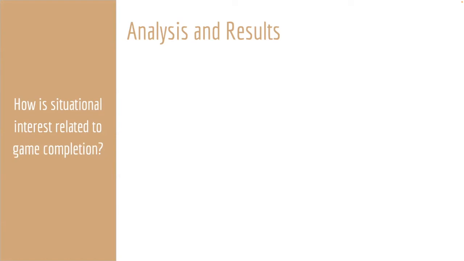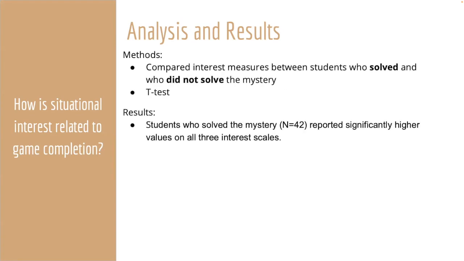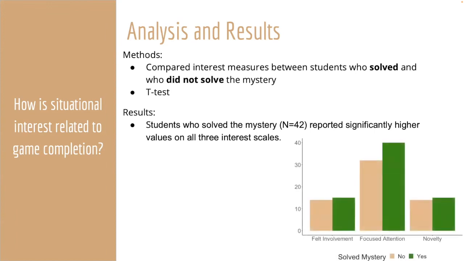We then moved on to examine the second question of how situational interest is related to game completion. We calculated the average score on the three interest measures between students who solved the mystery and who did not solve the mystery. We then ran a t-test to check if the differences are significant. As shown in the bar graph at the bottom right, we find that students who solved the mystery reported higher interest on all three measures. In other words, students with high interest were more likely to solve the mystery and thus complete the game.